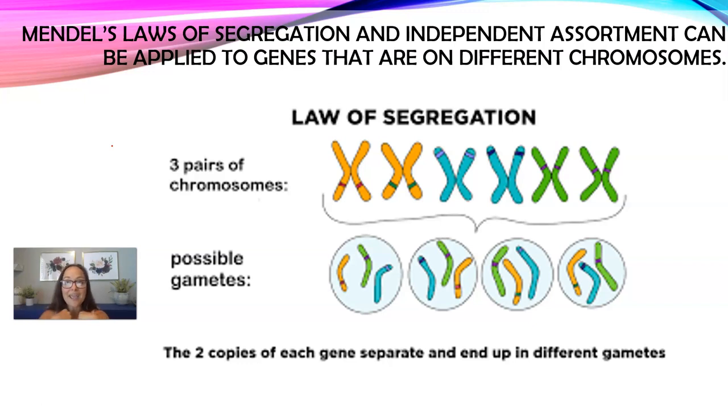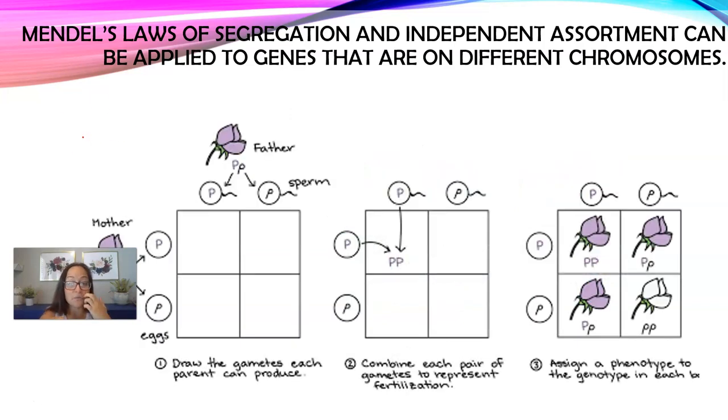So I am heterozygous for eye color. I have a dominant brown eye allele and a recessive blue eye allele, right? Half of my gametes will inherit that dominant allele and half of my gametes will inherit that recessive blue eye allele. So I have a 50-50 chance of passing the blue eye allele or the brown eye allele to my offspring. And that is Mendel's law of segregation. The alleles segregate or separate during meiosis, so each gamete has only one.